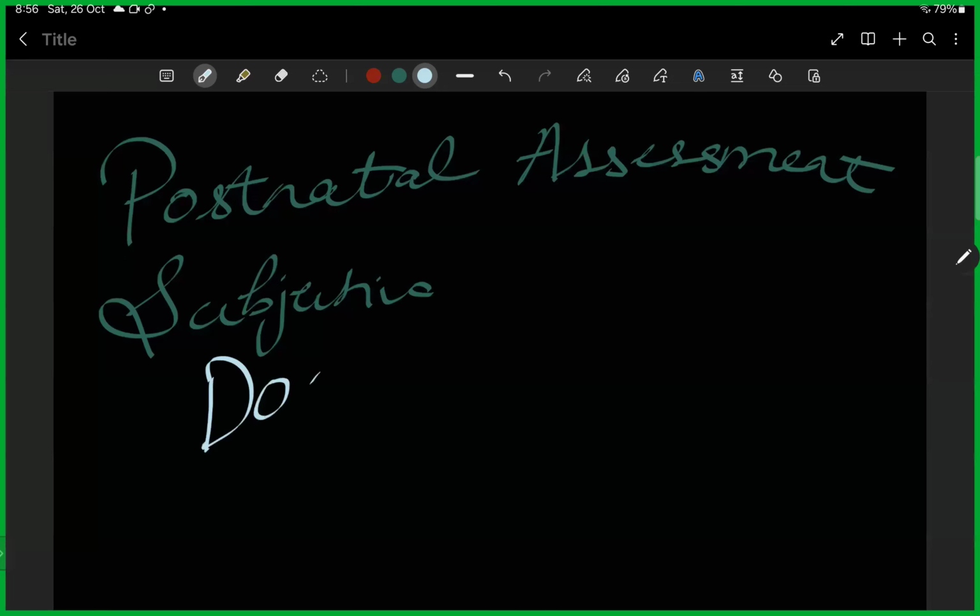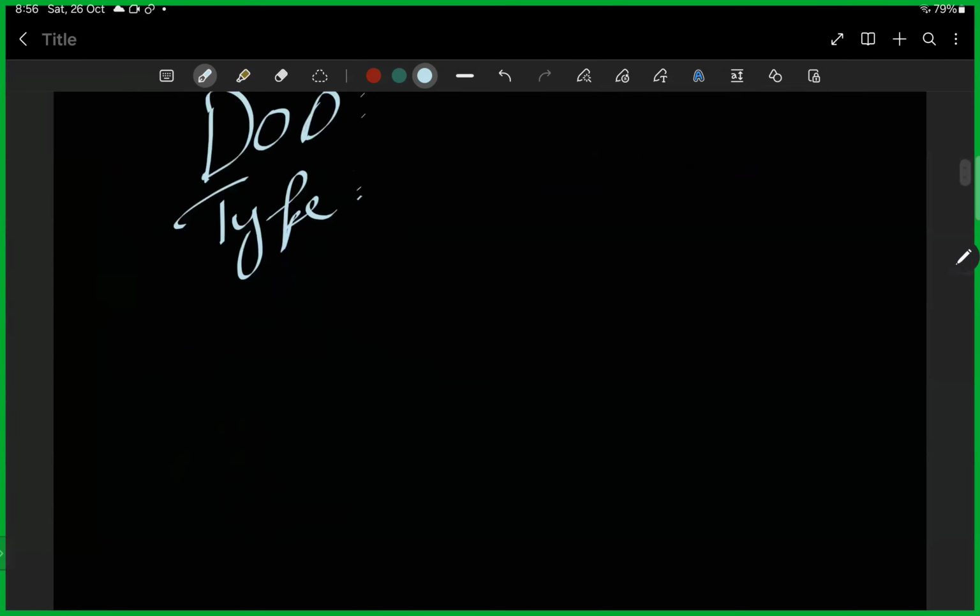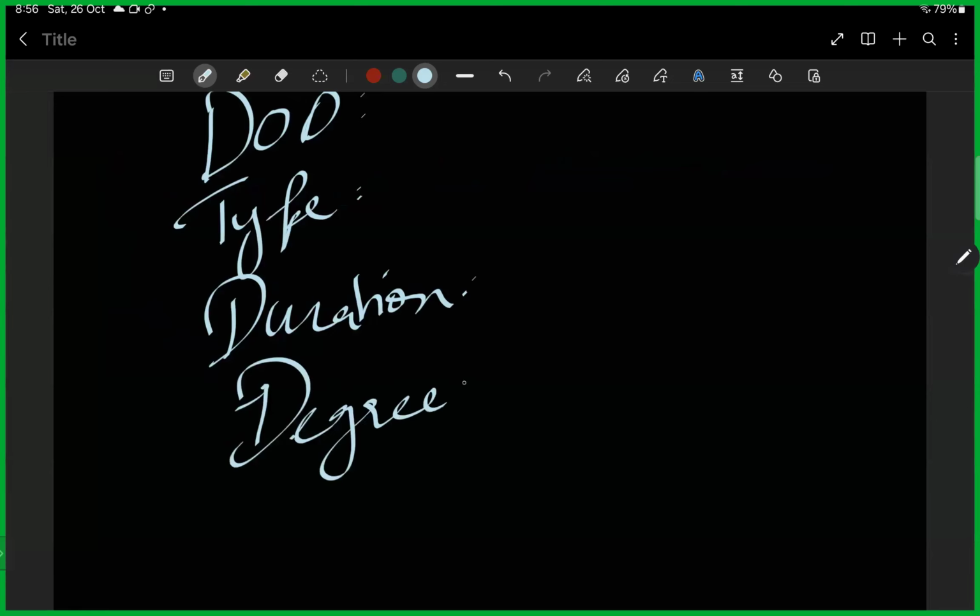Date of delivery. What date they had the baby. Type of delivery they had. If it was an LSCS, duration of the LSCS, just to see their anesthesia, how long it will be there and all that. Then if episiotomy was done, degree of episiotomy, it will be mentioned in the files, okay? Episiotomy, what degree it was done.